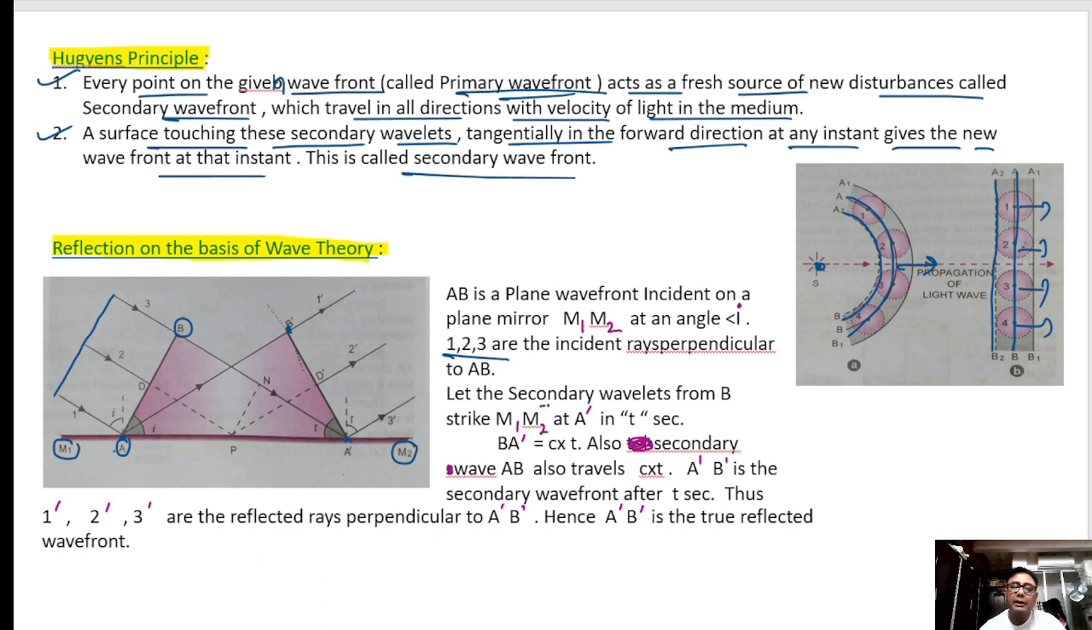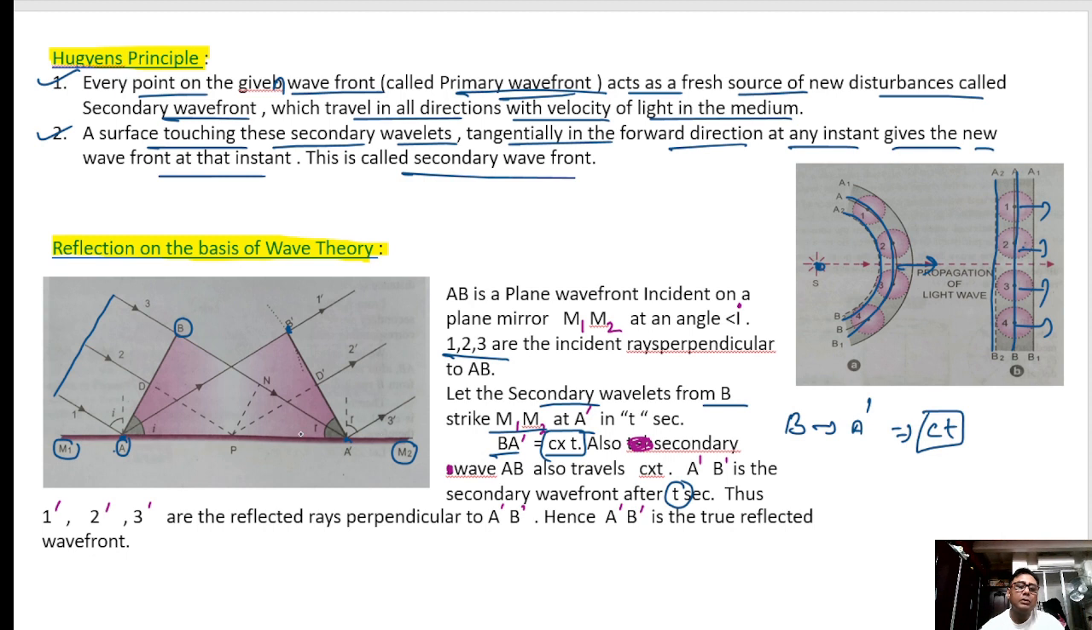The secondary wavelets from B strike M1 M2 at A dash. That means in the time in which A reaches B dash, B reaches A dash. Let that time be t seconds. What is the distance traveled by B to A dash? It is c into t. That is the distance BA dash.